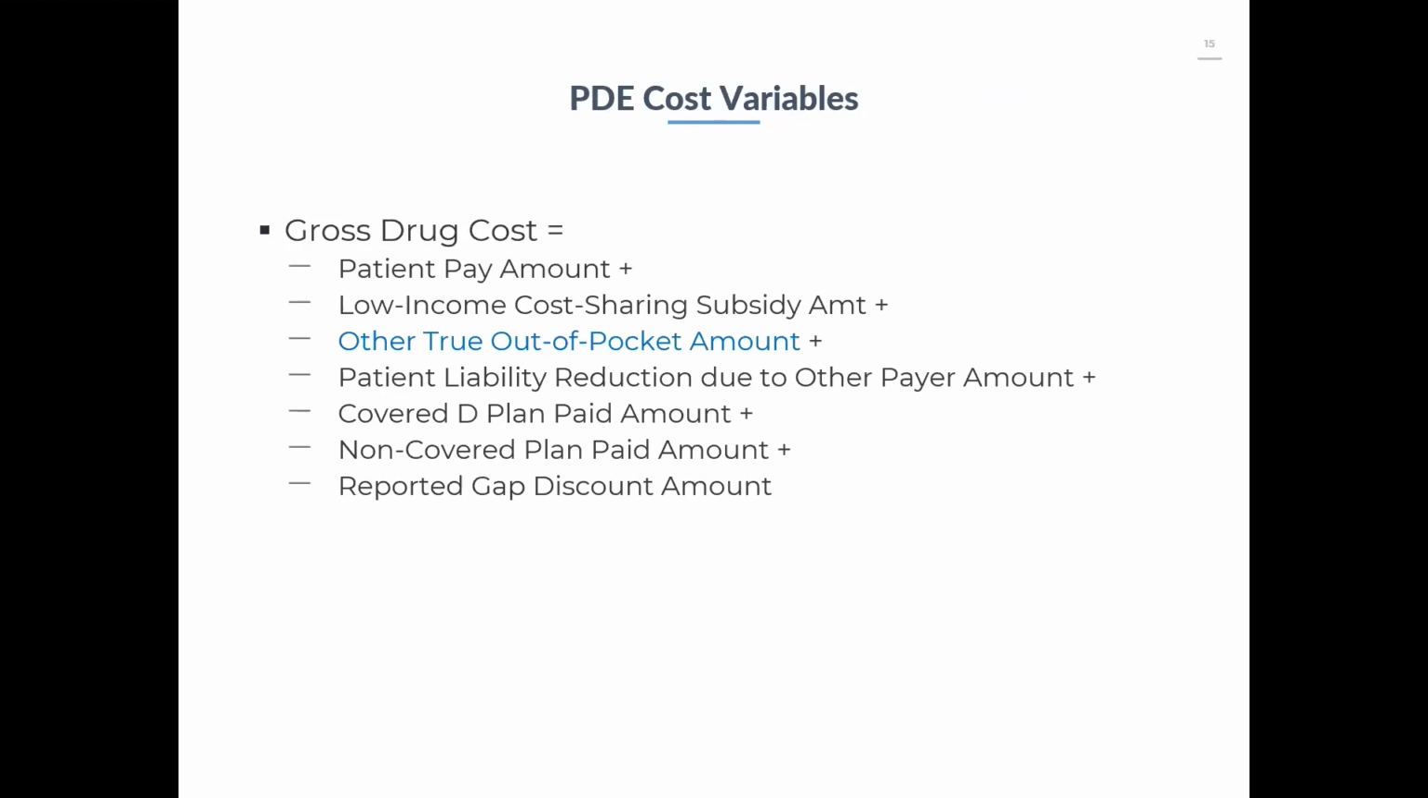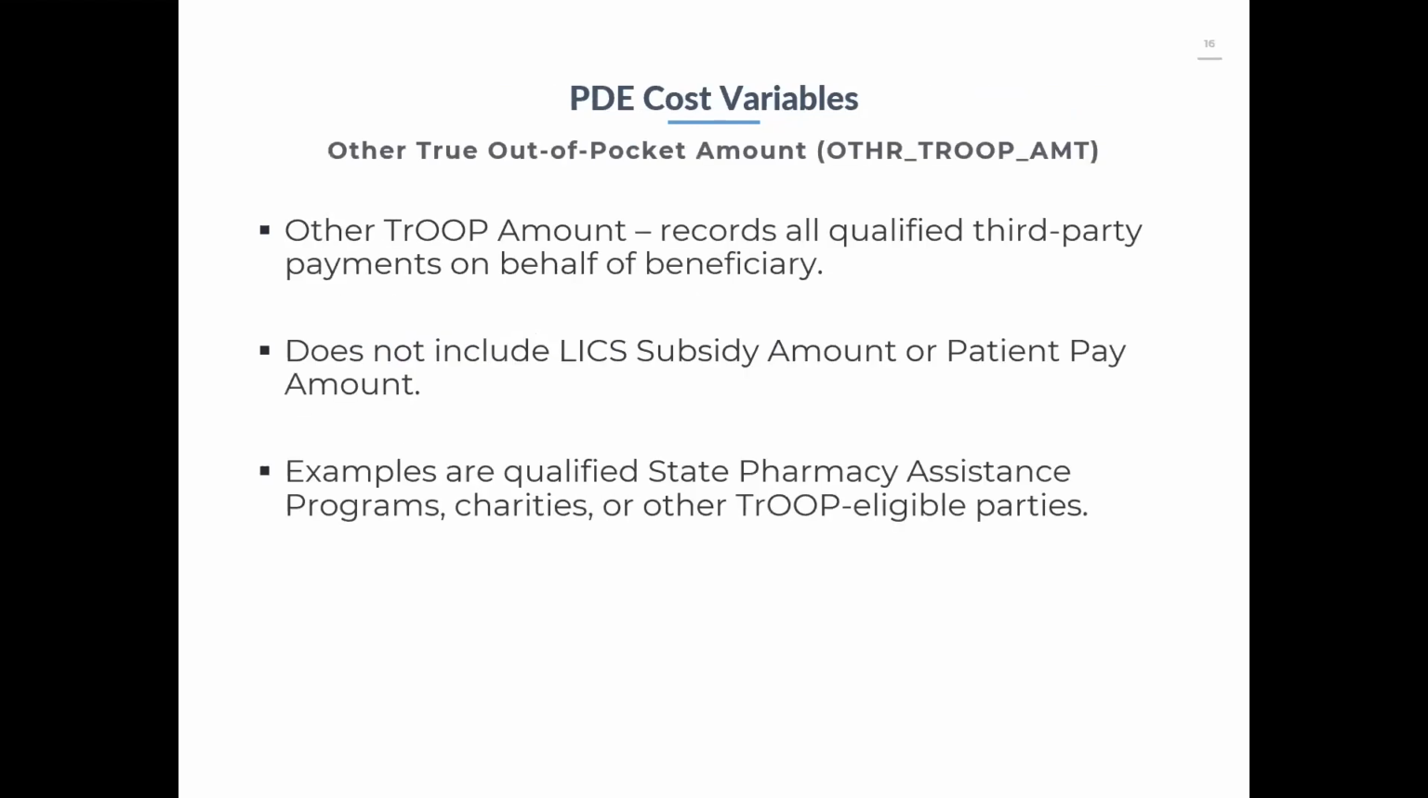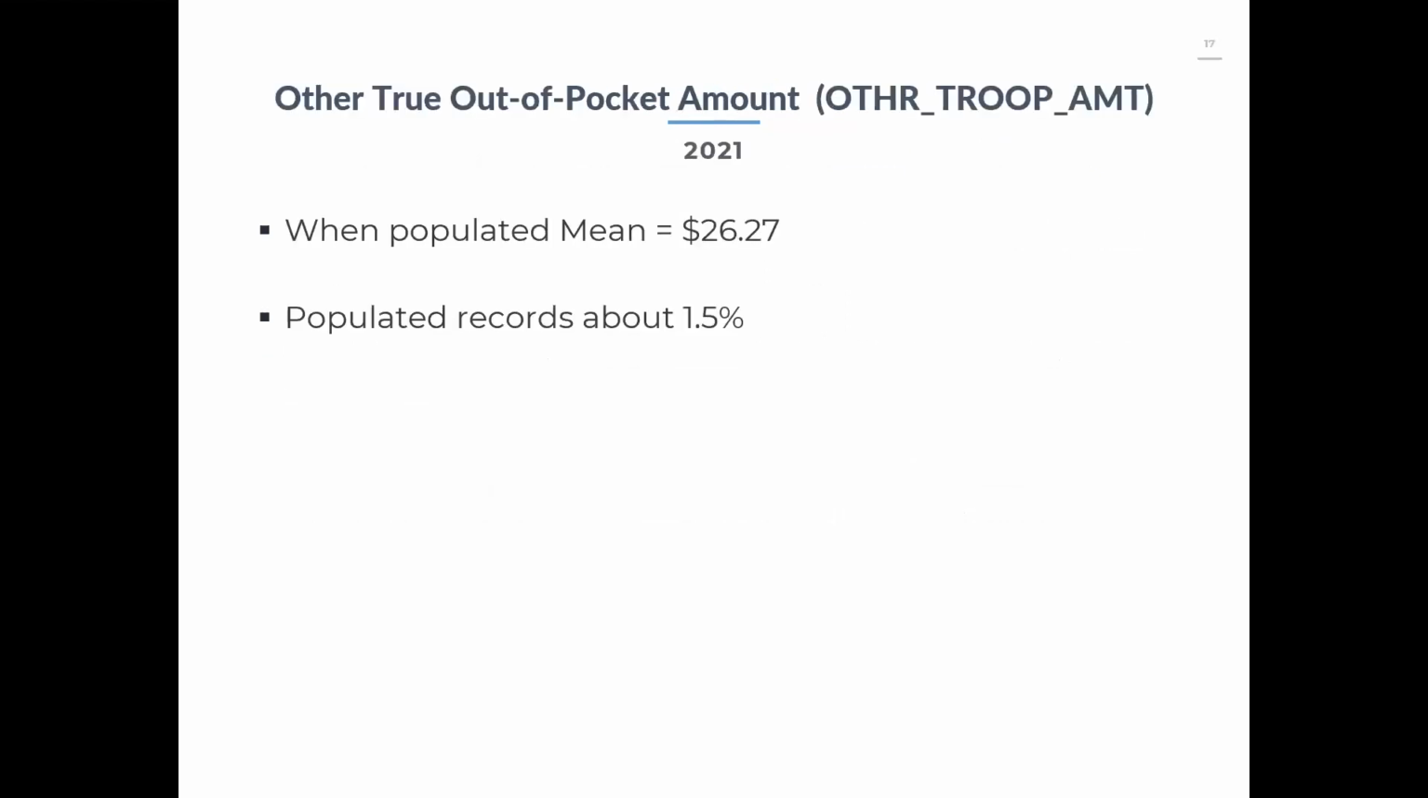The next component we'll talk about is the other true out-of-pocket amount. This records all the qualified third-party payments that were made on behalf of a beneficiary. So you can get the amount the beneficiary actually paid, and in that variable, this will record any other amounts that apply to the TrOOP, but were not paid by the beneficiary. And it does not include the LICS subsidy amount or patient pay amount. Examples of these third parties are qualified state pharmacy assistance programs and charities, and there are other TrOOP-eligible parties as well. When it's populated, its mean value is about $26.27, but only about 1.5% of all PDE records are populated with a value greater than 0 for this other TrOOP amount.